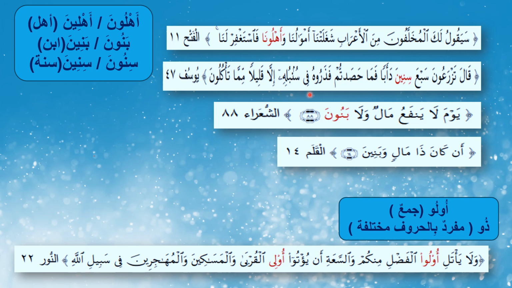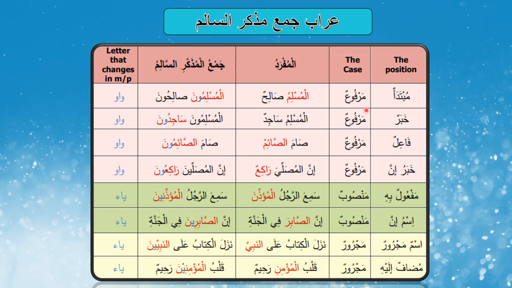Now let's check the eraab. In this table, you can see there are examples of Jama muzakkar when they are in mubtada position or khabar or fa'il, so all these three fall in marfu. Then comes the mansoob. Let's go stepwise: marfu, mansoob and majroor. So khabar inna, maf'ul bihi, ism inna, all these fall in mansoob case. Sorry, khabar inna is in marfu. So all these four in this light pink color are in marfu case. Maf'ul bihi and ism inna fall in mansoob, and the last two in majroor case.